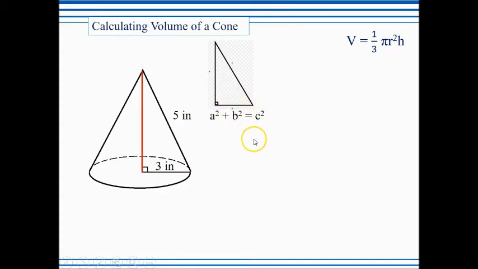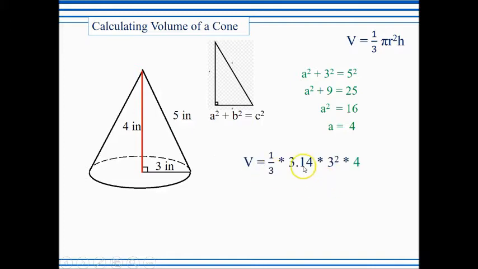So we have a squared plus 9 equals 25. A squared equals 16, so a, or our height, is 4 inches. Now that we have the height of the cone, we can use the formula. We plugged in 3.14 for pi, 3 squared for r squared, and 4 for our height. And we got 37.68 cubic inches.